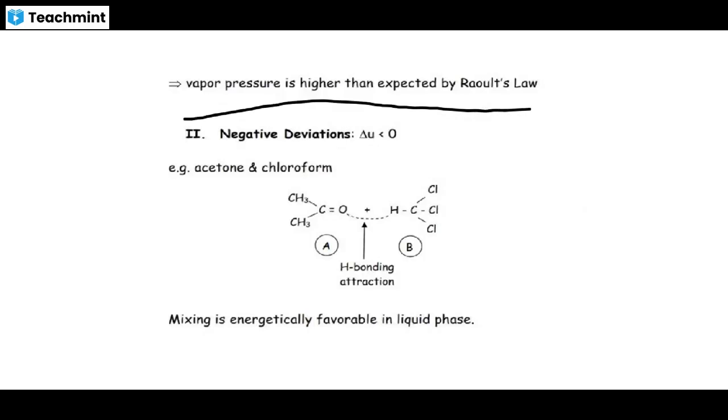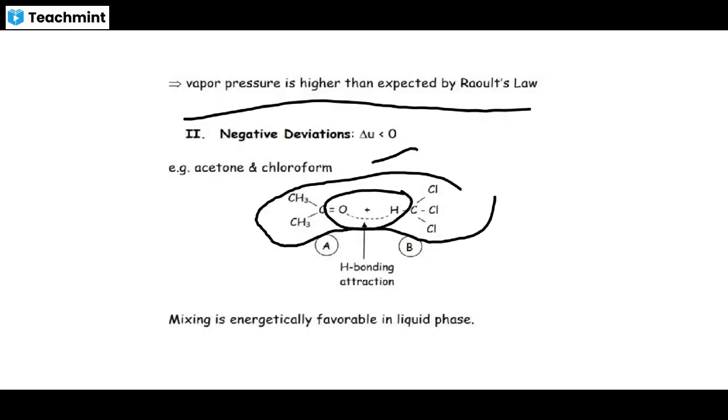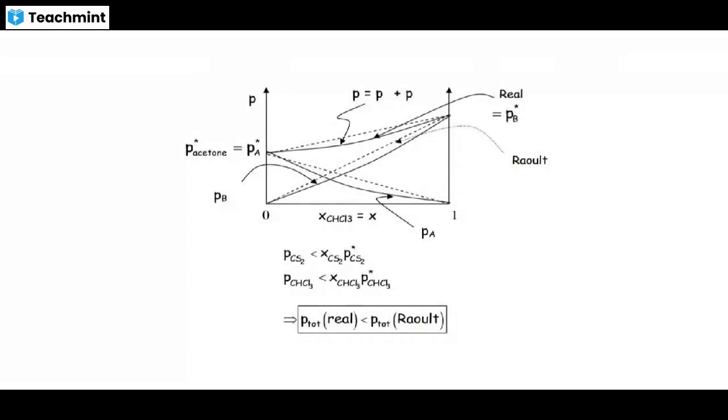Negative deviation: when delta U is less than 0, when there is interaction between the components. If you take acetone and chloroform, there is hydrogen bonding. Now the mixing is energetically favorable because of the hydrogen bonding, when there is interaction between them. Then the deviation is negative. So now the total pressure and partial pressures are less than the ideal, and the total pressure is also less than the Raoult pressure.